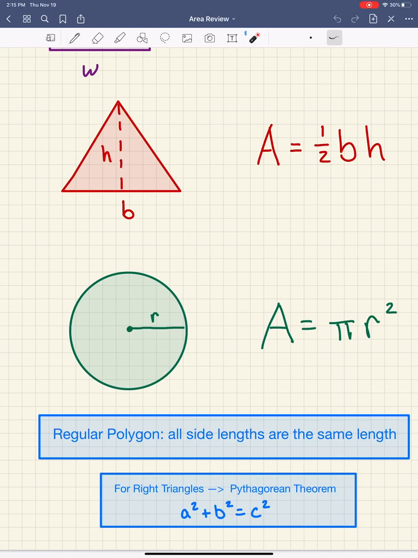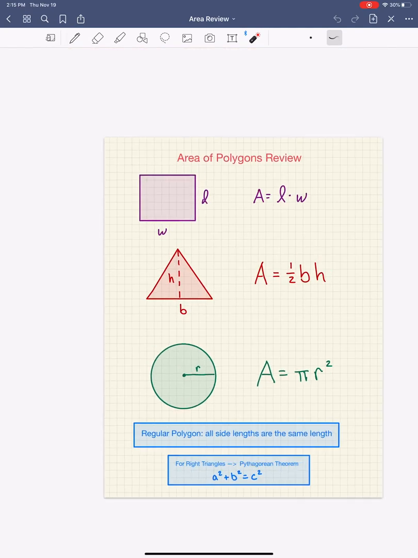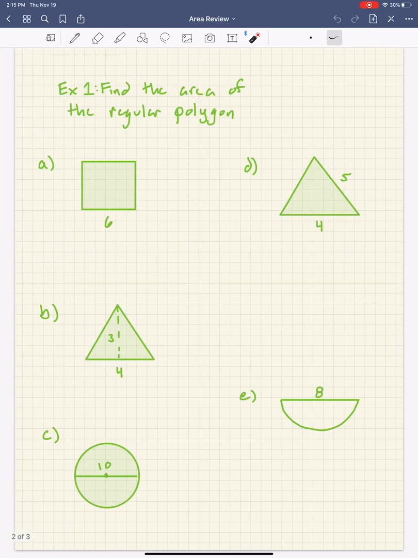And then we've got right triangles. I just wanted to refresh your brain on the Pythagorean theorem, right? a squared plus b squared equals c squared, where c is the hypotenuse, right? That's the longest side, opposite the 90-degree angle. So just a refresher on that as well. Okay, we'll jump through a couple of these.